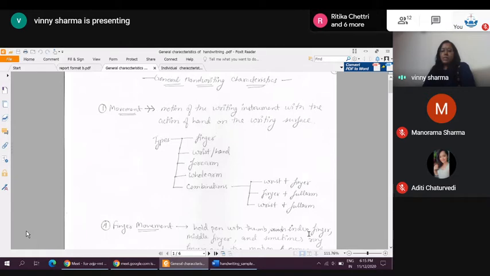Finger movement is basically a movement wherein, I guess my hand is visible. Yes, ma'am. See, finger movement is basically when you are holding your pen using all your five fingers, and then your fingers flex and relax to move your writing instrument.